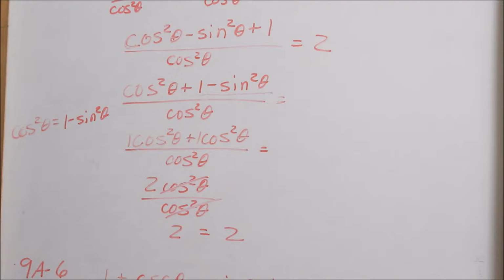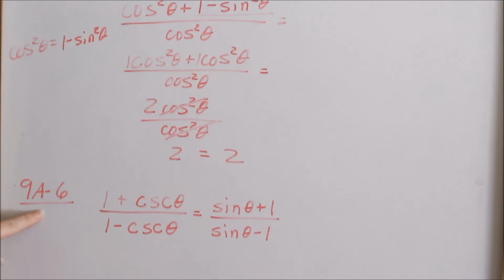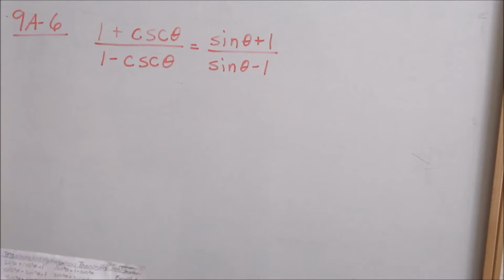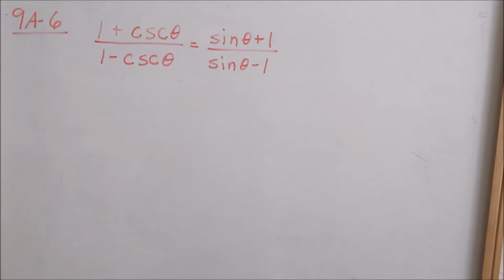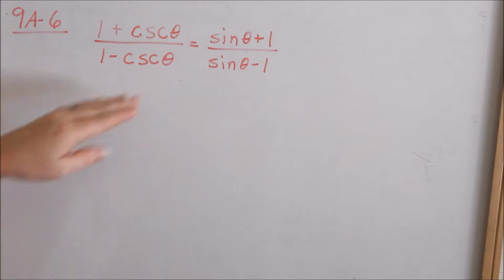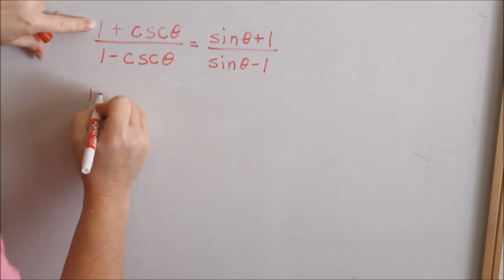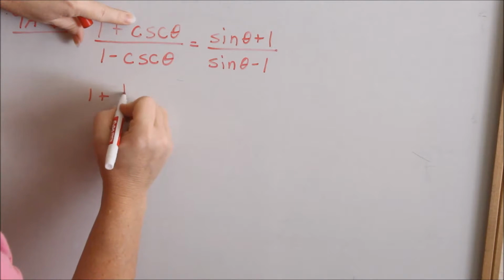You have to use all your identities and just look at your formula sheet for what you can replace. All right, let's look at 9A6. I don't have any squares in there, so I only look at the Pythagorean theorem in trig notation if I have a bunch of squares in there. Since I don't, the first step I usually go to is changing everything into sine and cosine. So changing this top one, 1 plus cosecant, cosecant is 1 over sine.